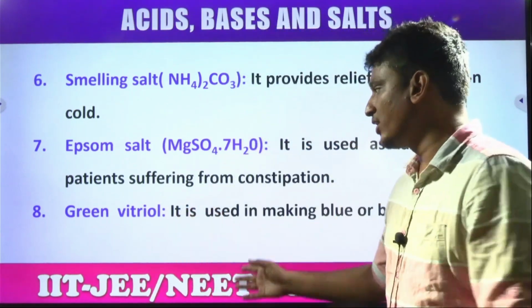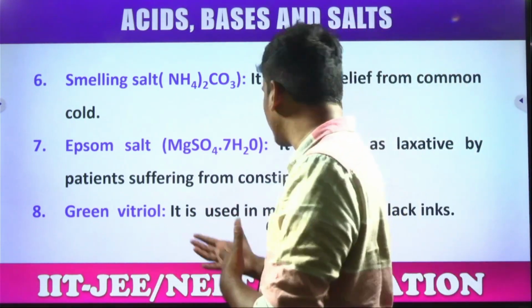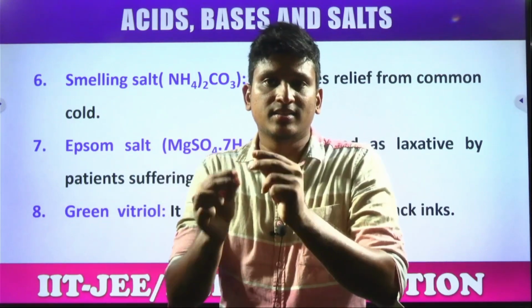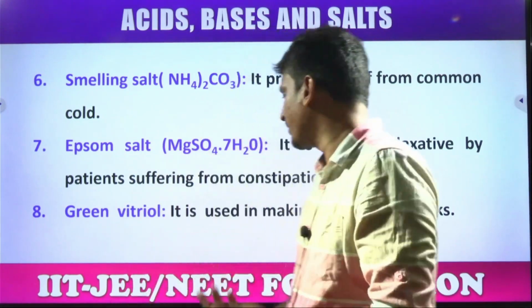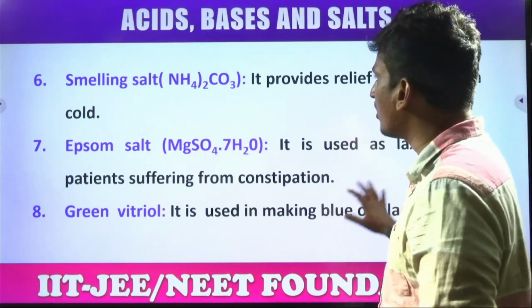So green vitriol is used in making blue or black inks. How can it make blue? You already know that when you mix different colors, it forms a new color, so in that way it is used mostly for dyeing purpose, in making blue or black inks.